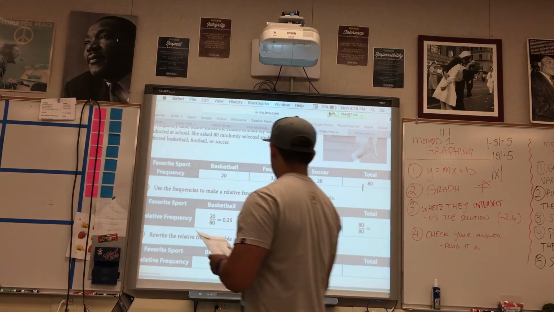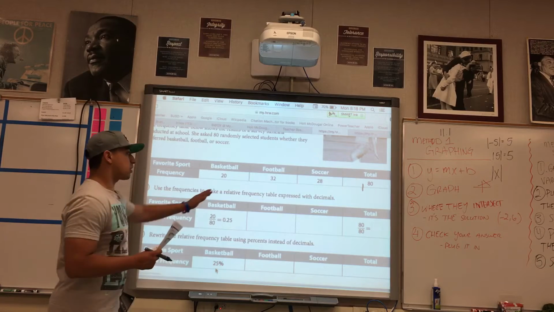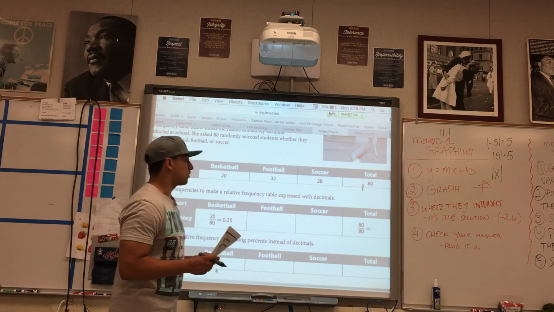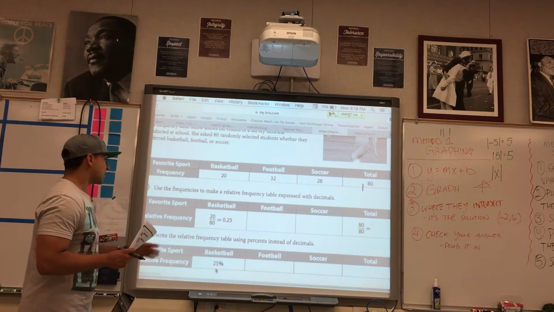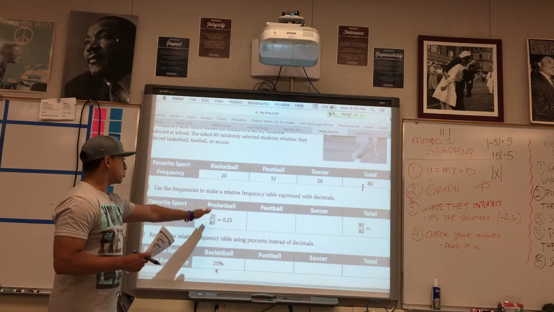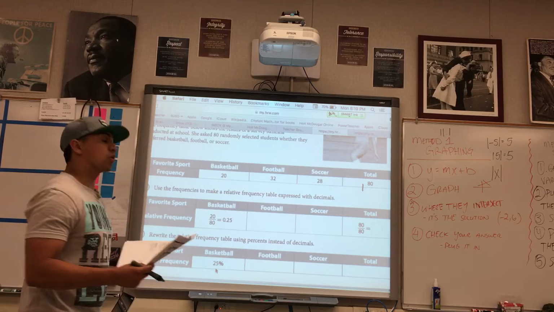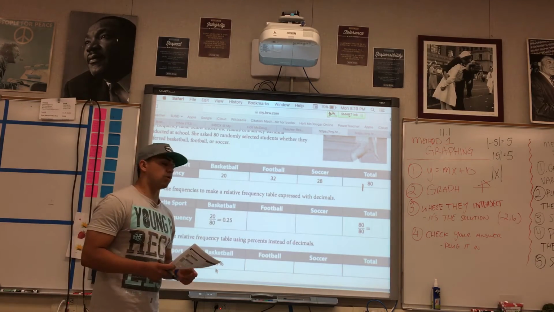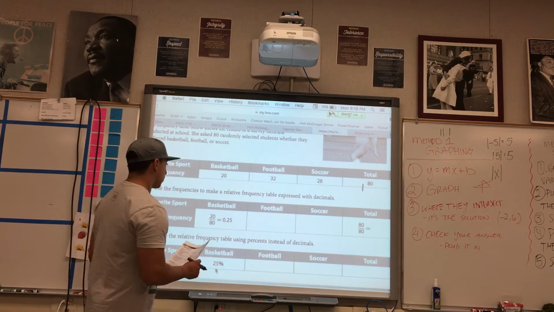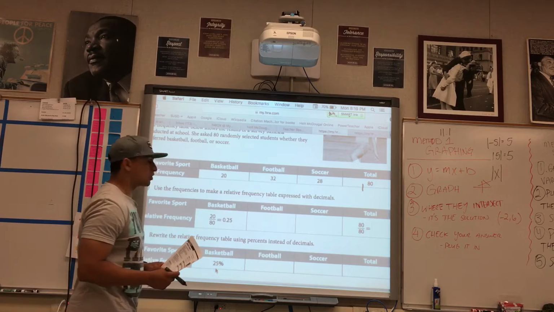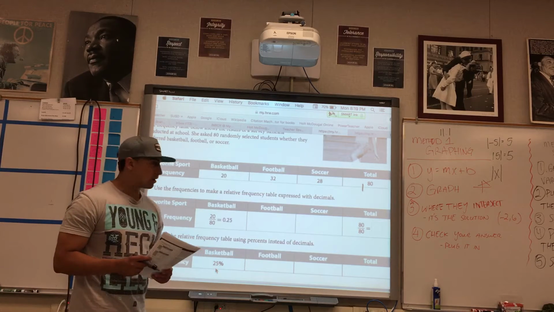You're going to divide each category by the total number of people. Okay? So for basketball, we have 20 people who selected basketball as their favorite sport. So we're going to divide that number by the total amount, which is 80 students, and we're going to get our decimal, 0.25. 20 divided by 80.